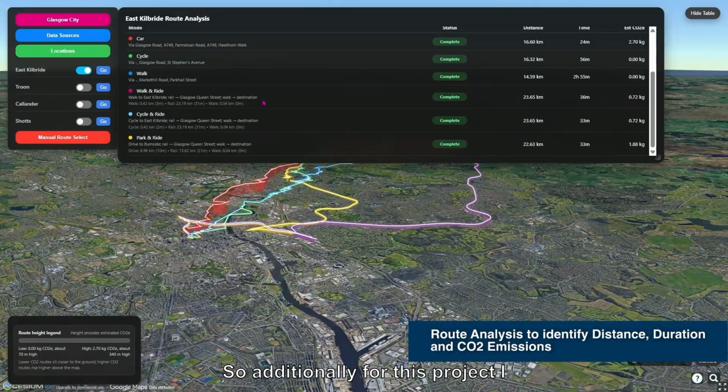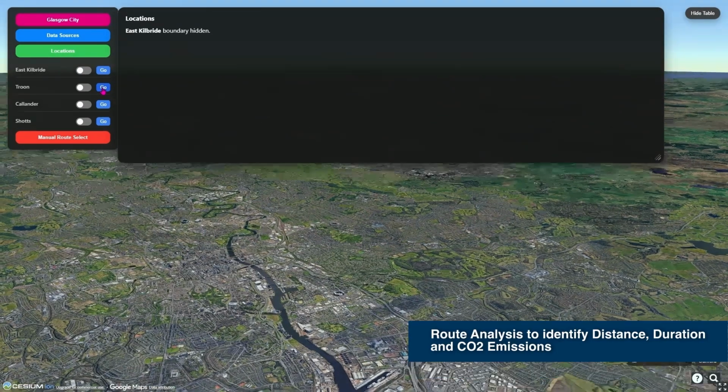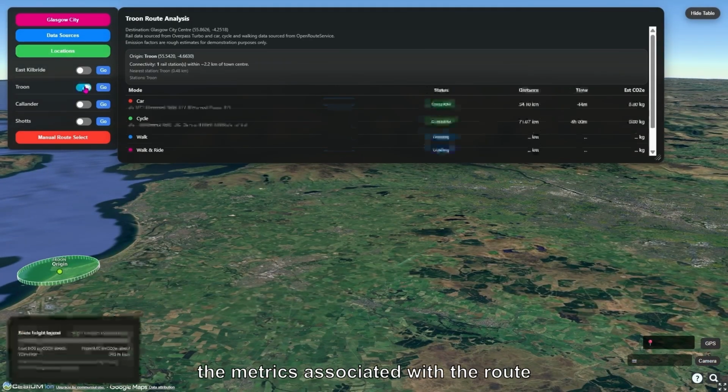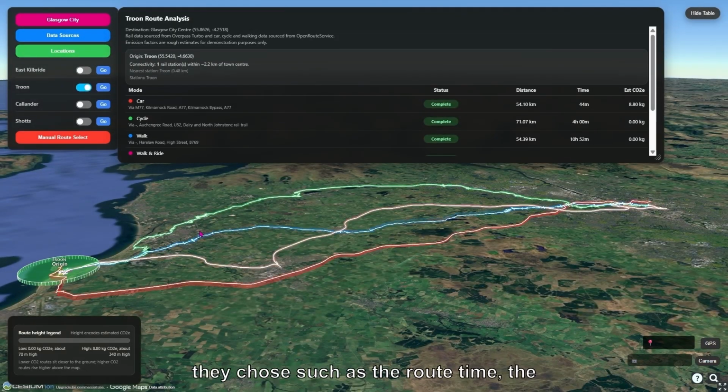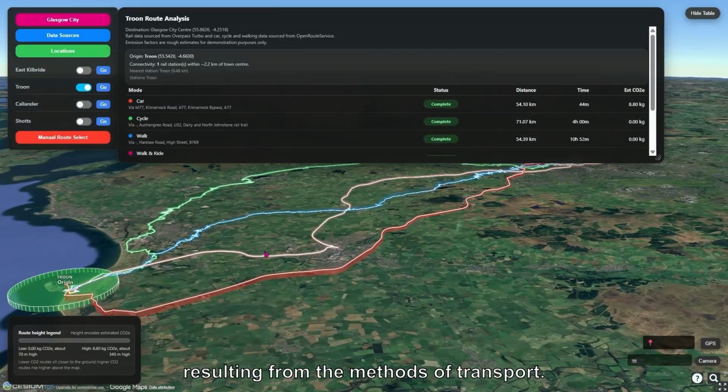So additionally for this project I included the ability to let the user manually choose the start of the route. This allowed the user to manually assess the metrics associated with the route they chose, such as the route time, the distance and the carbon emissions resulting from the methods of transport.